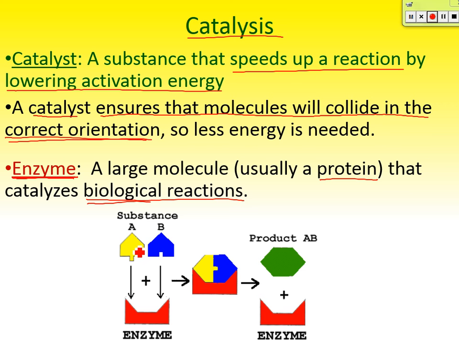And so instead of fumbling around and just by chance A and B hitting with the correct orientation, what a catalyst or an enzyme does is it provides a surface that helps these 2 substances hit each other in the correct orientation. And so now there's more effective collisions. You will form the product much faster if there is a catalyst involved.